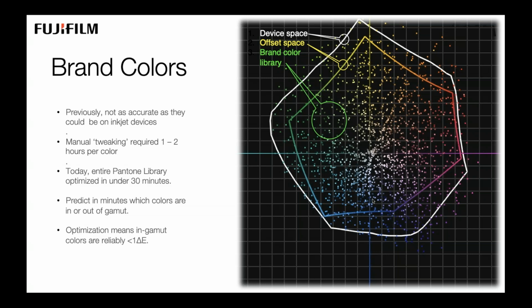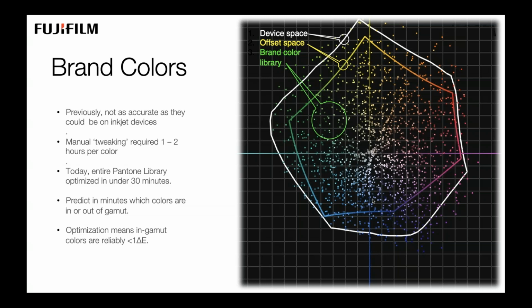And if it's in gamut, if we're optimizing it properly, today we can pretty much guarantee that those in gamut colors are going to be reliably below a delta E of 1. And typically they're down around a tenth or two of a delta E compared to the actual target. So very accurate, very fast, very productive.